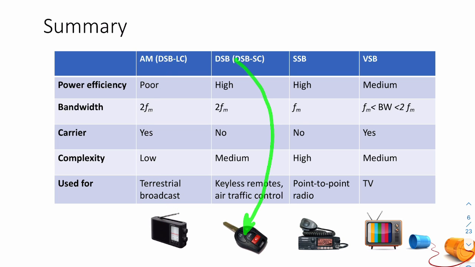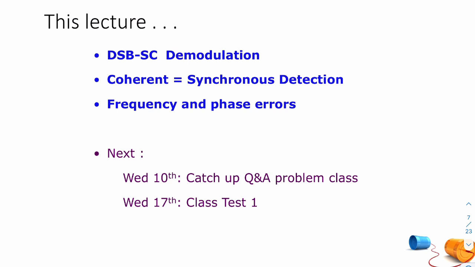So we just said VSB is used for analog TV, and AM is used for terrestrial broadcast. DSB, very often it's used for garage openers and car key fobs, but also used in air traffic control. And SSB, with the high noise immunity and the smallest bandwidth requirement, is used in point-to-point radio.